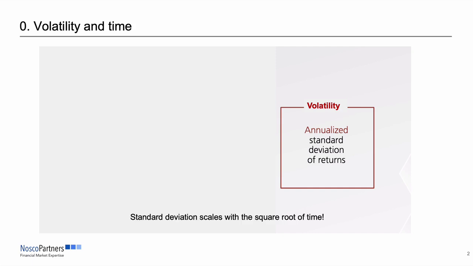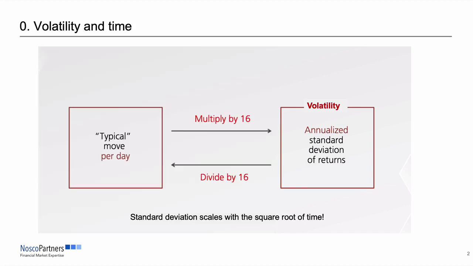We have seen that standard deviation scales with the square root of time. Hence, for example, if I want to know what is a typical move per day, then I have to take the annualized standard deviation and divide this number by 16. Why by 16? Because a year has about 256 trading days, and the square root of 256 is 16.